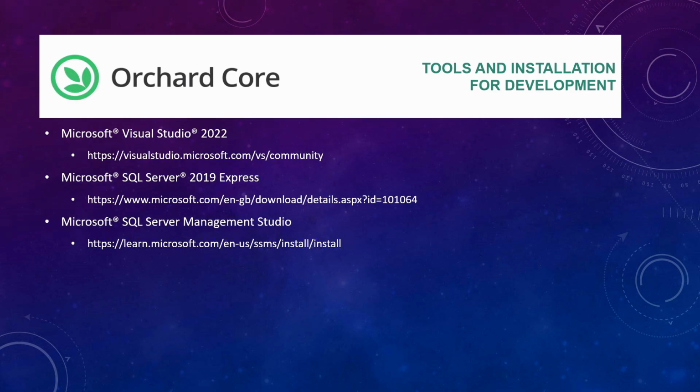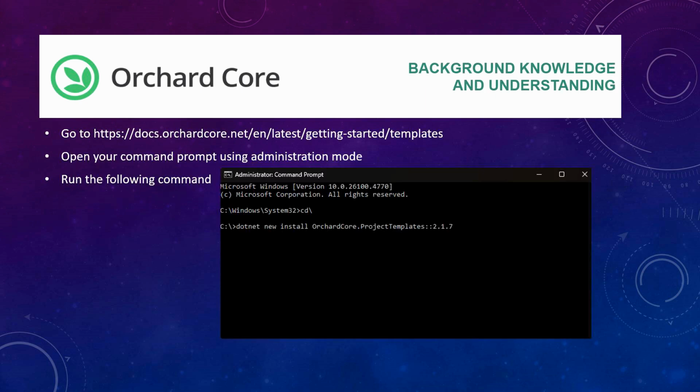Once you install Visual Studio, your SQL Server, and the Management Studio, visit the Orchard Core website to learn how to install the Visual Studio project templates. The Orchard Core team provides templates to simplify the setup. Open your command prompt in administrator mode and run the command shown in the video.